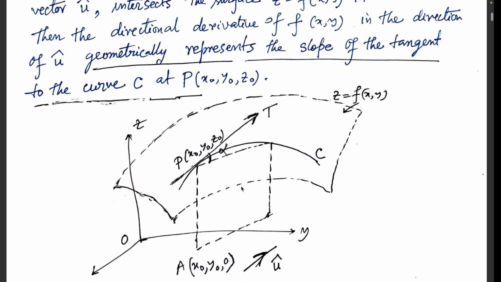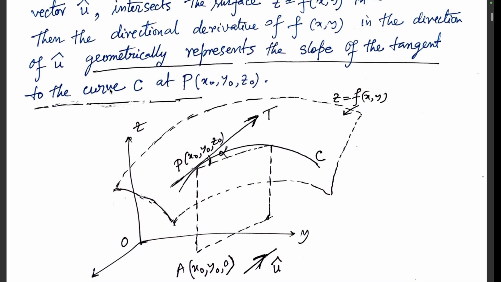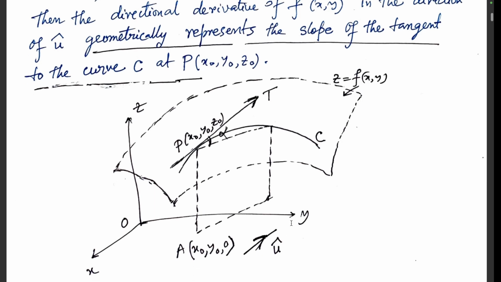Then the directional derivative of f(x, y) in the direction of u cap geometrically represents the slope of the tangent to the curve C at the point P(x0, y0, z0). So this is the directional derivative at the point P in the direction u cap.